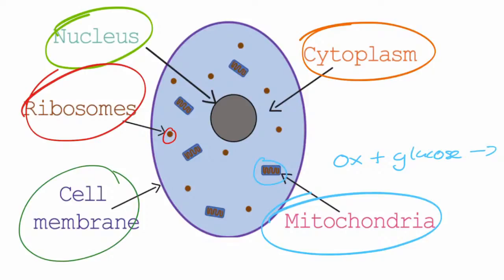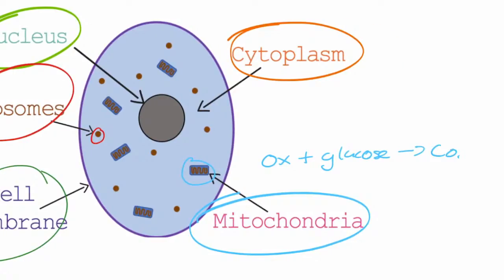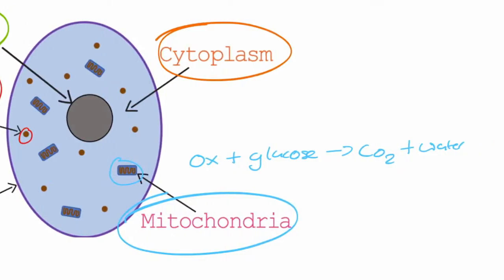And then that gives us, I'll just move it across slightly, CO2 plus water. And the most important one is energy. Okay, so mitochondria are known as the powerhouse of the cell and they're where respiration reactions take place.